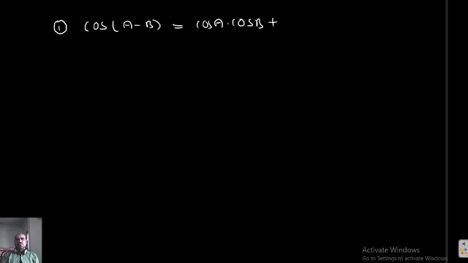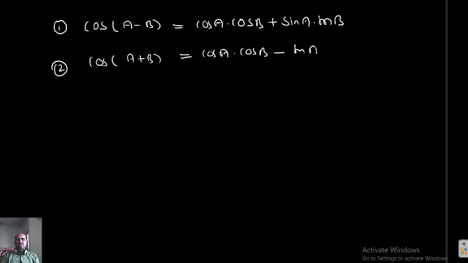Hello students, this is the second part of compound angles. In the first part I explained two results. First result: cos of (a minus b) is proved as cos a cos b plus sin a sin b. Second result: cos of (a plus b) is equal to cos a cos b minus sin a sin b.